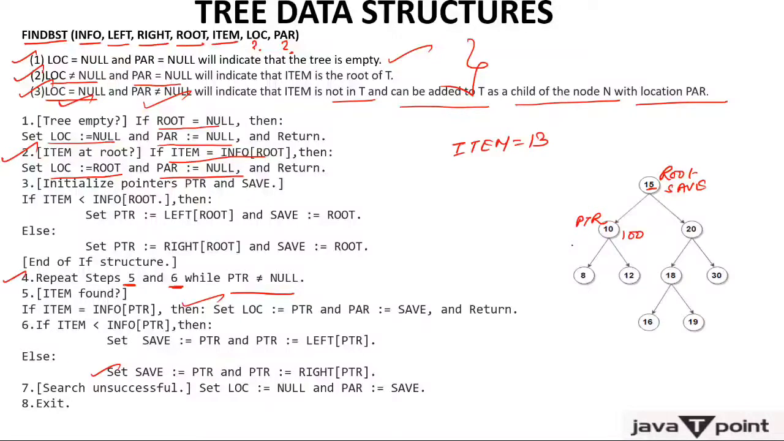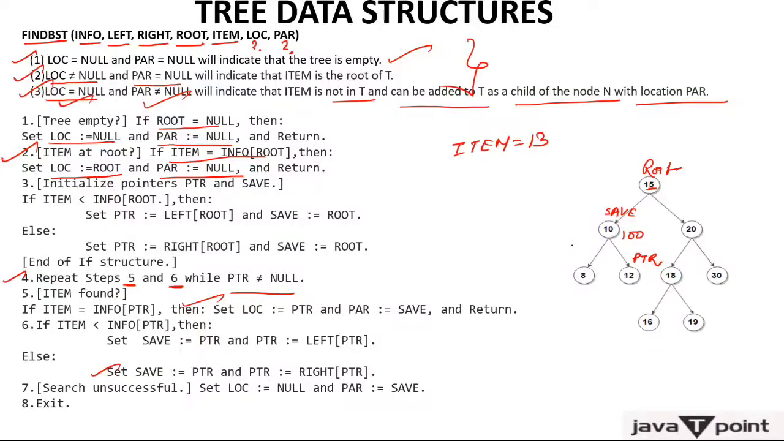I check whether the item I'm looking for is less than info PTR. The item I'm looking for, 13, is not less than. So I'll go to the else statement, and then what I'll do is save equal to PTR. Save comes here. So what save is actually doing is, before PTR moves, save comes to the PTR location, and PTR goes to the right of PTR, and PTR comes here. Fine. Okay. So save has now changed. This is the root. Fine. Okay. Will I come out of the loop?